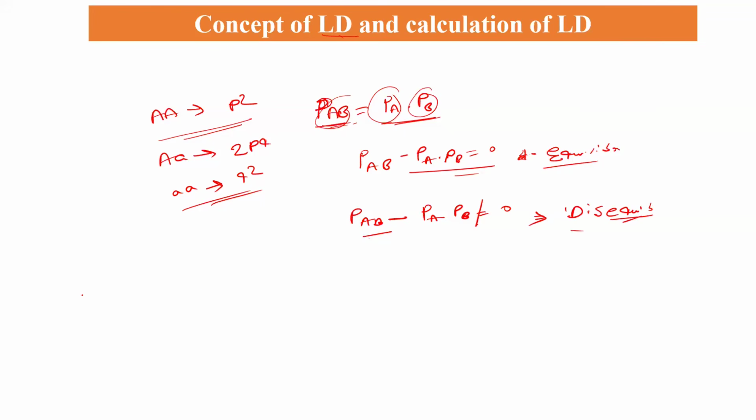But for LD, you should know that term: disequilibrium when the linkage concept is included. When the disequilibrium of the gamete, the genotype, or the allele frequency is different due to linkage, then this is called linkage disequilibrium. If the disequilibrium happens due to linkage, then this is called linkage disequilibrium.